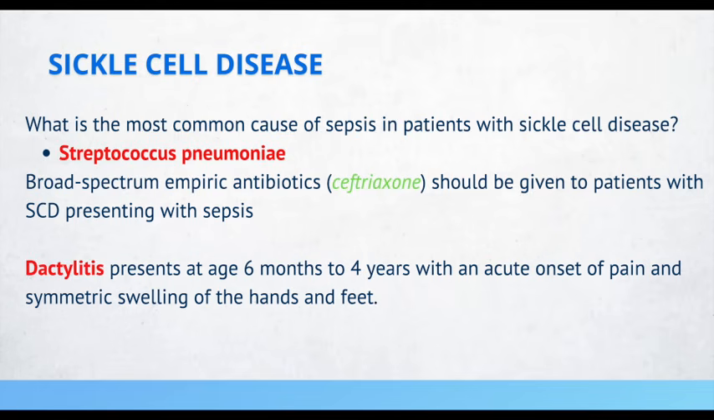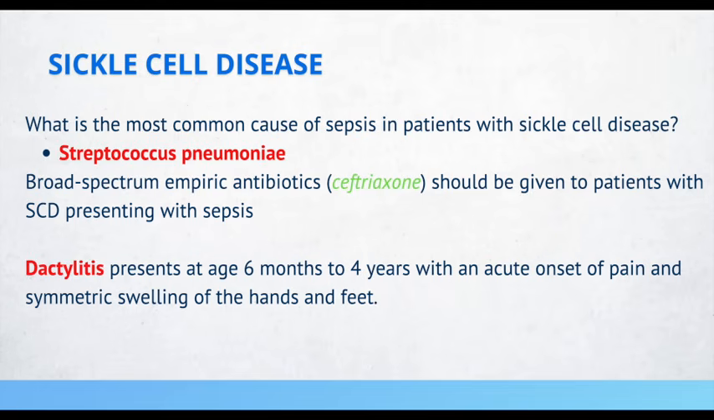Another high-yield fact that examiners love to test is on dactylitis. This condition presents at age 6 months to 4 years with an acute onset of pain and symmetric swelling of the hands and feet.